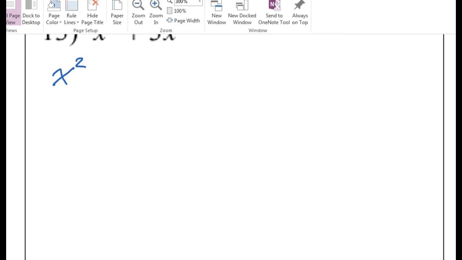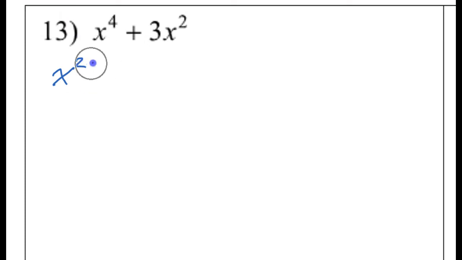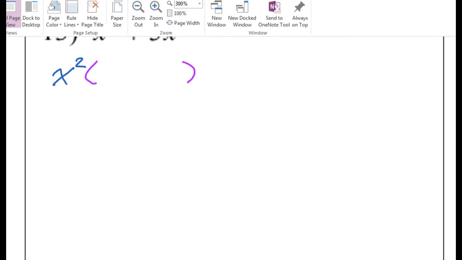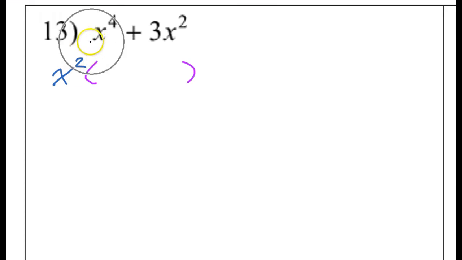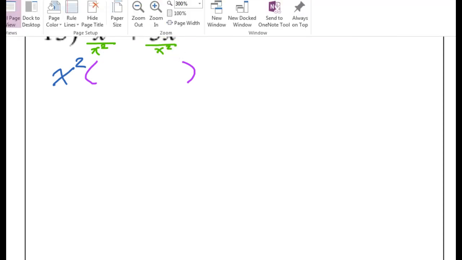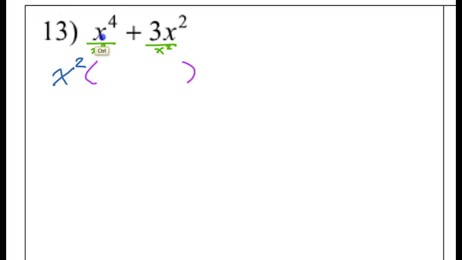And then I'm going to have some parentheses. Now, to figure out what goes inside the parentheses, I need to divide by my GCF. So I'm going to divide by x squared. So if I do that, x to the fourth power divided by x squared is x squared. And over here, the x squares cancel each other out and just leaves 3.